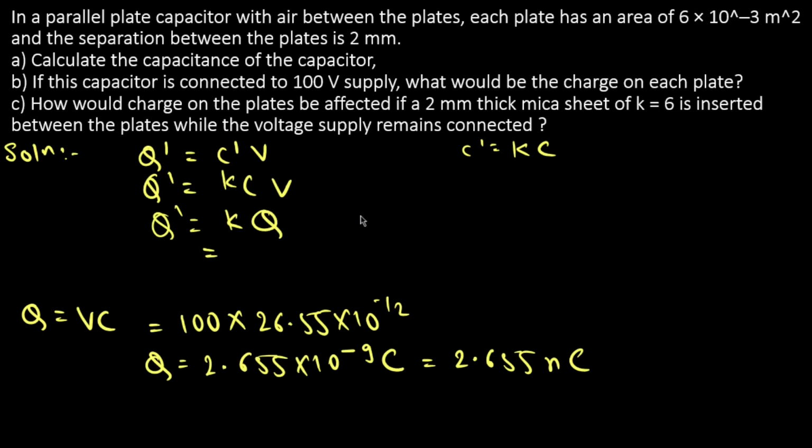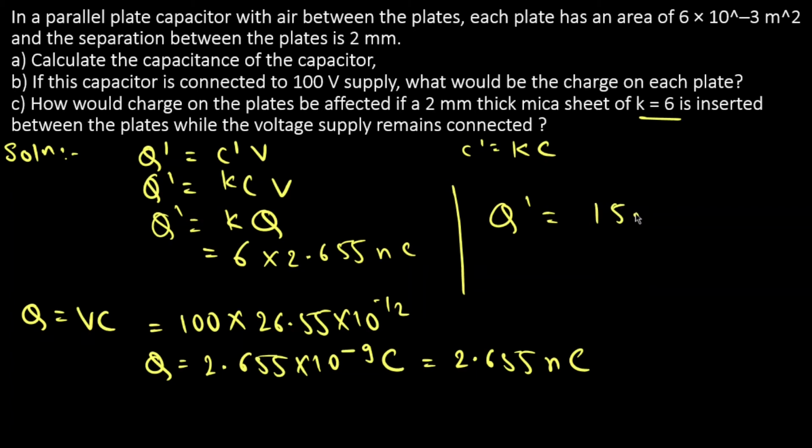K is given to us as 6. So this will become 6 times the old charge, that is 2.655 nanocoulomb. So the new charge we get, Q dash, equals 15.93 nanocoulomb. I hope you understood this sum.